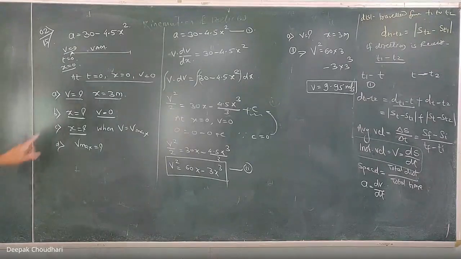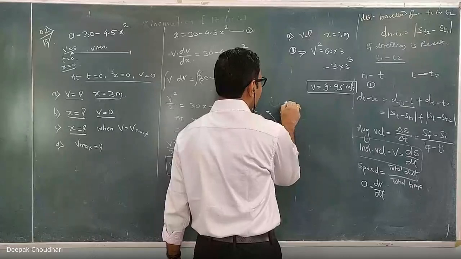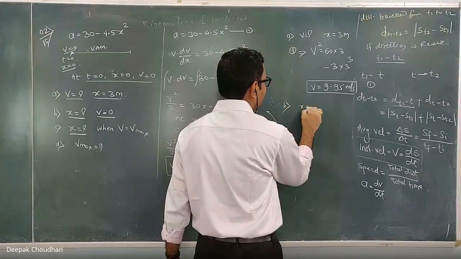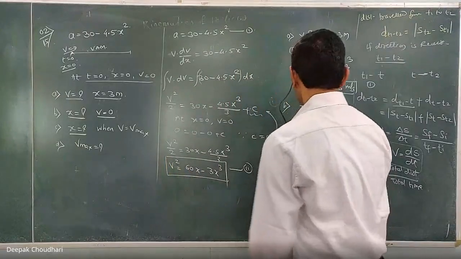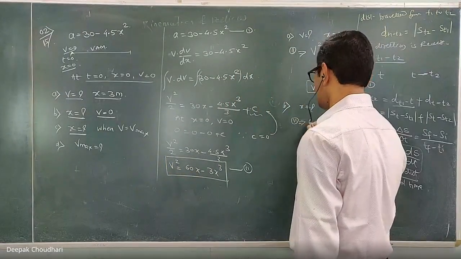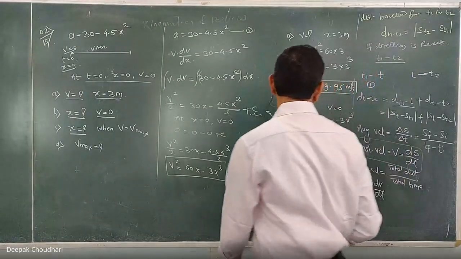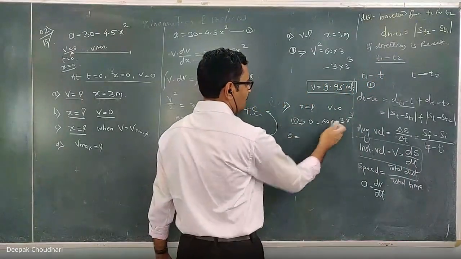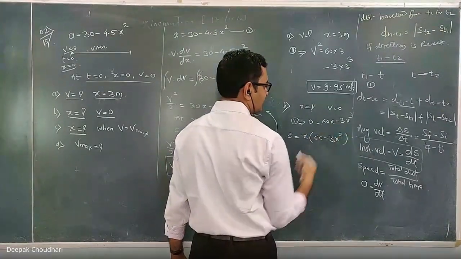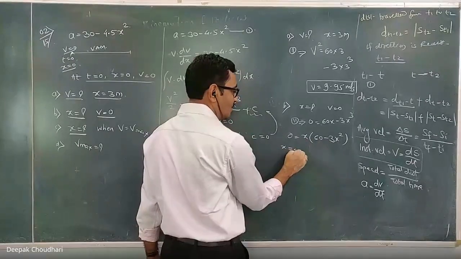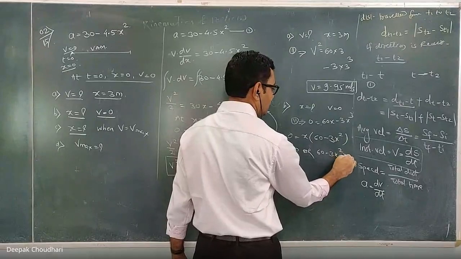Now second part, you have to calculate the displacement when velocity is 0. Again use the same equation. So substitute v equal to 0 in this equation. So from the equation number 2, I can write down 0 equal to 60x minus 3x cube. Simplify this. So 0 equal to, from these two terms, I will take x common. So it is x times 60 minus 3x square. Here it means either x equal to 0 or 60 minus 3x square equal to 0.